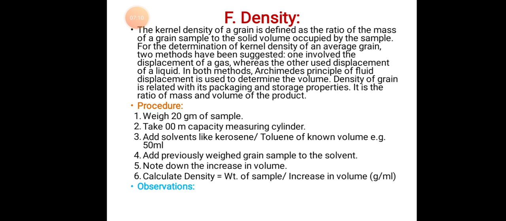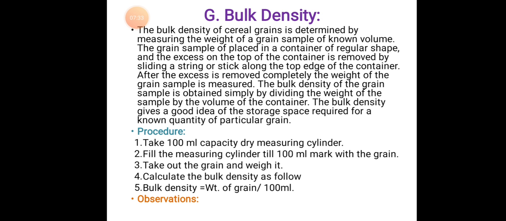Procedure: weigh 20 grams of sample. Take a 100 ml capacity measuring cylinder. Add solvents like kerosene or toluene of known volume, for example 50 ml. Add the previously weighed grain sample to the solvent. Note down the increase in volume. Calculate density, that is weight of sample by increase in volume, in grams per ml. Observations need to be written.